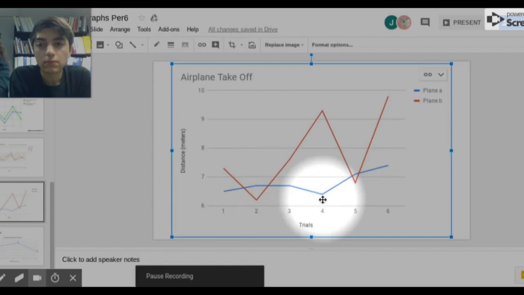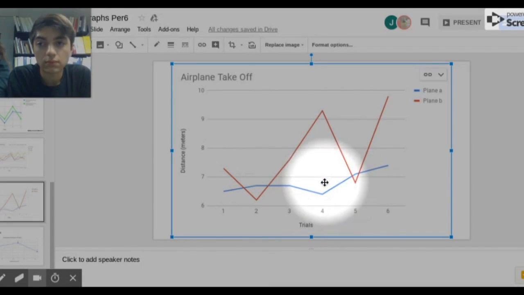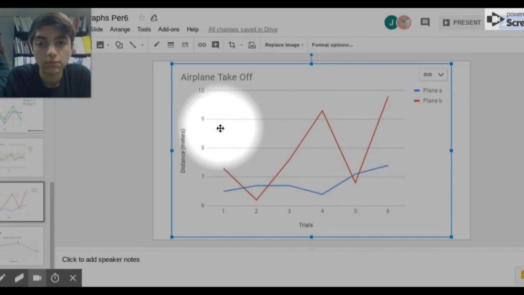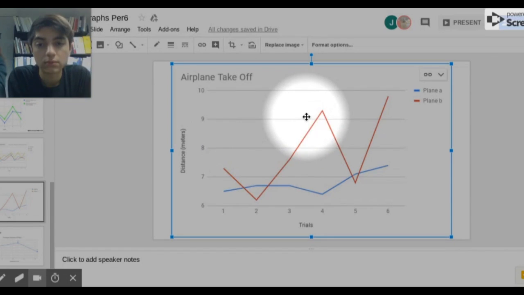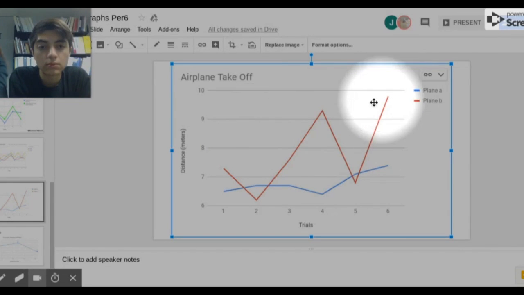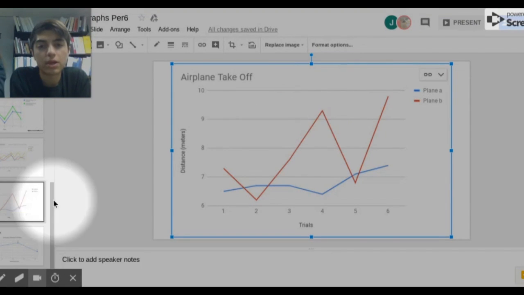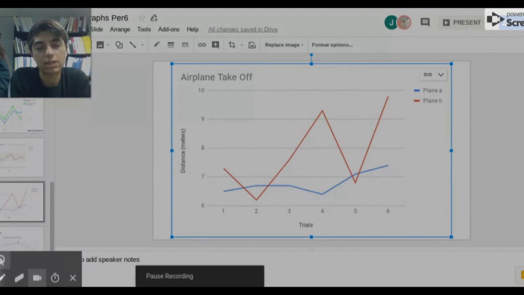As you can see in plane A, it was consistent until trial 4 because it didn't go as far as it did before. But in trials 5 and 6, it became consistent again. In plane B, it wasn't as consistent as plane A because we folded the wings and we lost total control. As you can see in trial 4, it becomes 3 times more, which lost control. We had several anomalies where the plane would throw in a 360-degree spin, and we had no idea why.